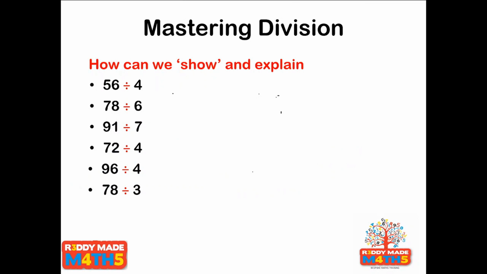We're going to be taking calculations such as these. How can we show and explain 56 divided by 4, 78 divided by 6, 91 divided by 7, and so on? Can we show them using apparatus rather than just going straight for a method? So what we're going to be seeing in this video is each of the calculations that you can see there represented with apparatus and therefore explained.